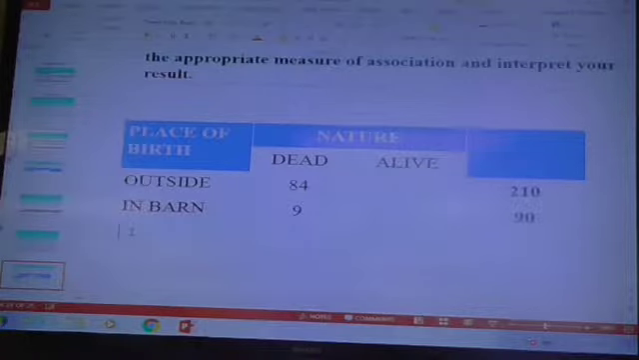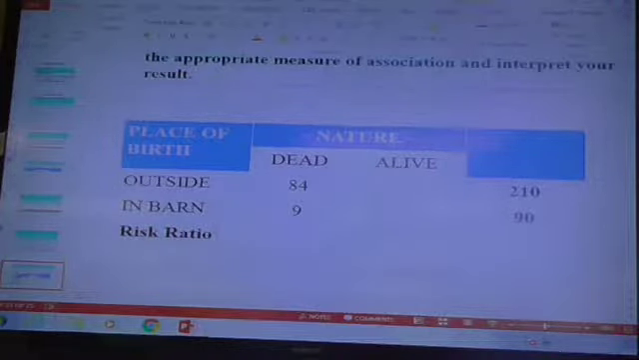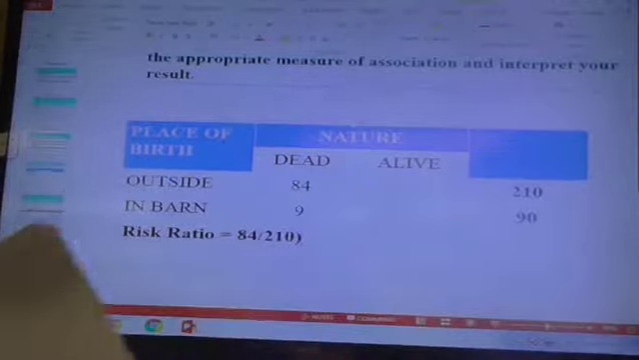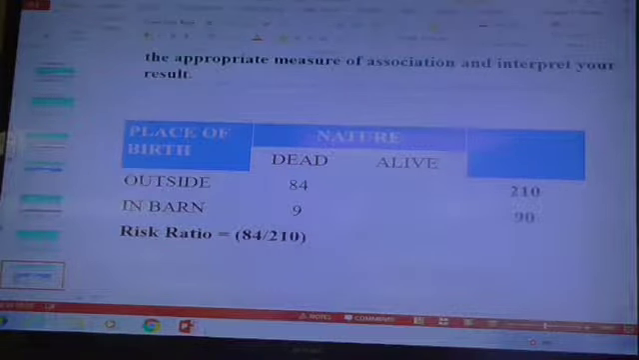Risk ratio will be, you can call it incidence ratio if you want, but risk ratio is more known. So our risk ratio is what? We have two risks. The first one is what? Risk of death in those born outside, that is 84 divided by 210. And then you divide this incidence by the second incidence. So that's what makes it an incidence rate ratio: incidence rate in the exposed group and incidence rate in the unexposed group.